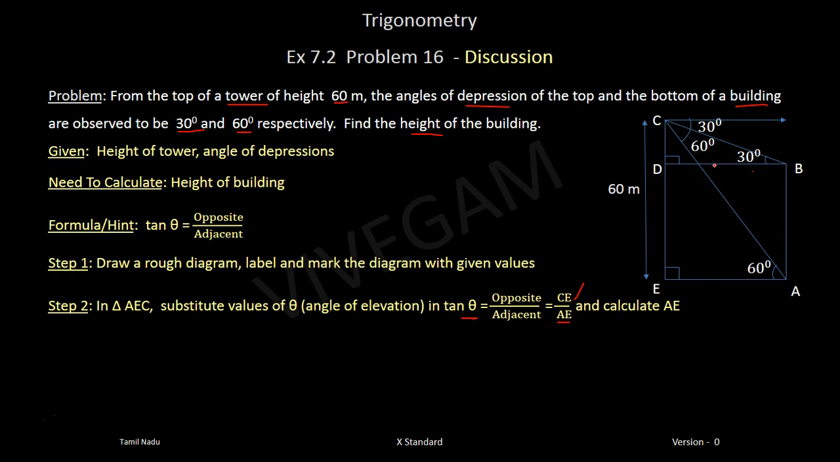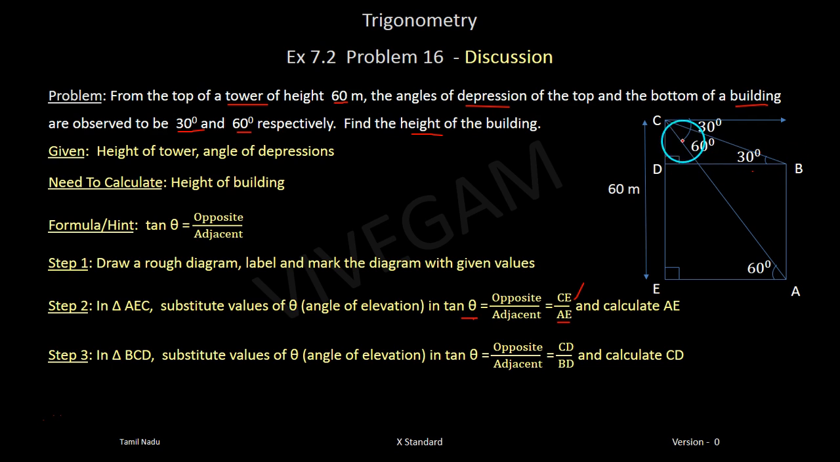Am I right? So now go to the next triangle, B, C and D. Again apply tan theta. Tan theta is opposite by adjacent, that is CD by BD. But BD equal to AE, and we know the AE value, which means we know BD. So CD can be calculated. Once you know CD, it is very easy to calculate DE, because the whole distance, which is 60 meters, minus this will give you DE. And DE is equal to AB, which is the height of the building.